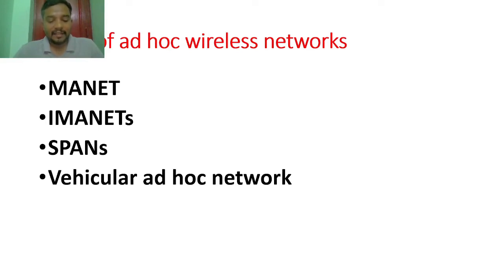And MANET is sometimes referred to as an on-the-fly or spontaneous network. So these two phrases, spontaneous network and on the fly, are explained by the instant networking. We can easily configure. That's why. And the second one is iMANET.